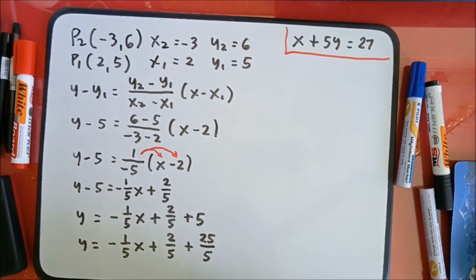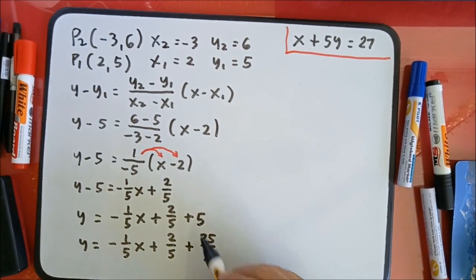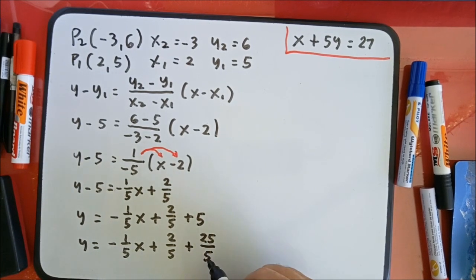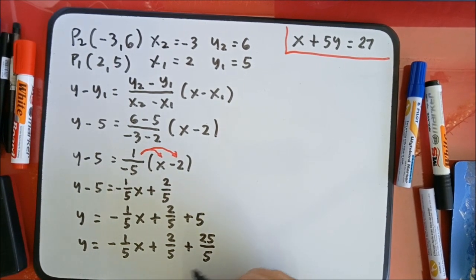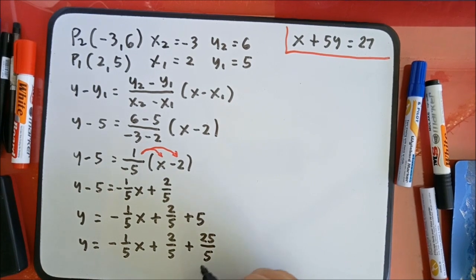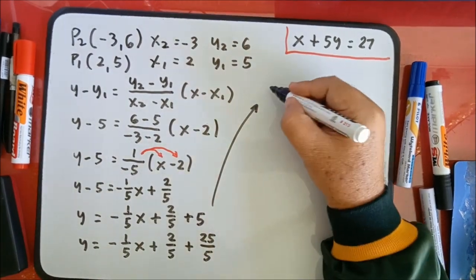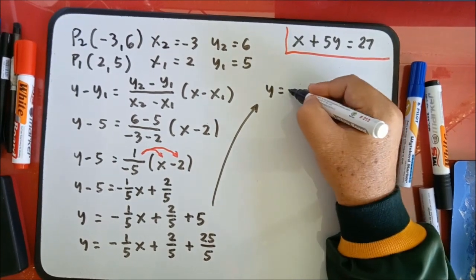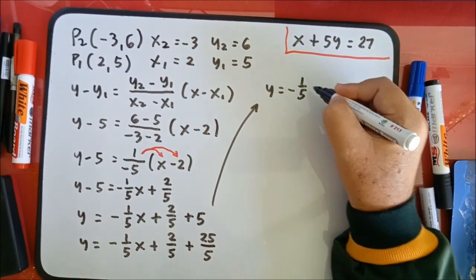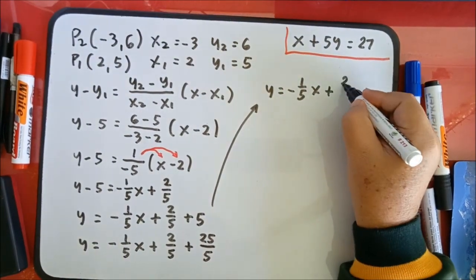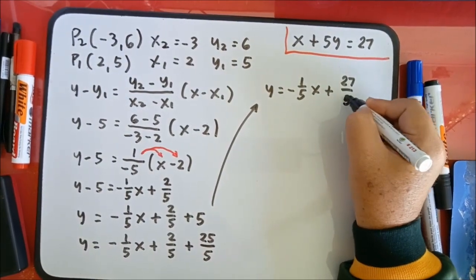Sir, saan galing yung 25 over 5? 25 over 5 is 5. Ginagawa nating similar fraction yung dalawa para makombine natin. Hahanapin mo yung equivalent fraction nito, then kailangan similar silang dalawa para ma-combine mo silang dalawa. So this will become what? Okay, dito tayo sa kabila. Y is equals to negative 1/5 x. 2 plus 25 will become 27 over 5.